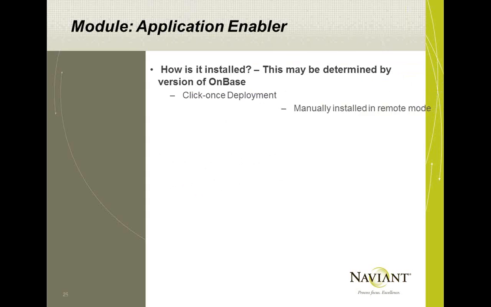Application Enabler is one of those components that can now be installed using ClickOnce. Now, it still can be installed manually. You used to be able to install it in what was called local mode, which meant it was locally installed to your machine. Well, now your only option when installing it is remote mode, which connects it directly to your application server. And it will ask you for a URL to that box.